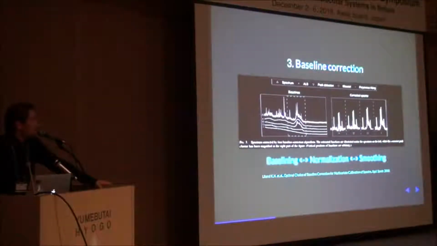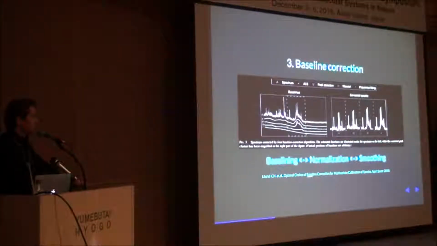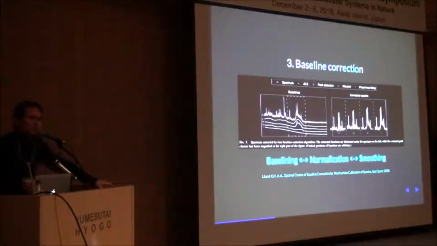Baseline. This is a picture that's been taken from the paper that I have cited here. Okay, so this is Leland. They're talking about optimal choice of baseline correction for multivariate calibration. These blurred letters are trying to emphasize that there is not, mathematically at least, a real difference because you use the same tool, Savitsky-Golay.